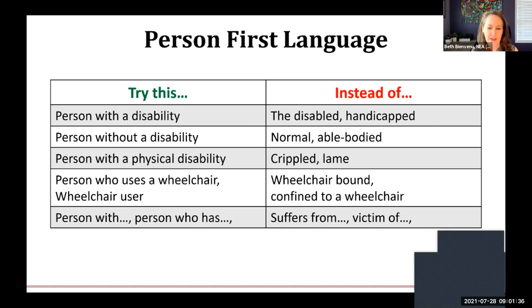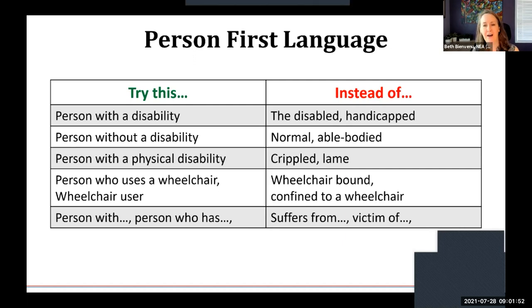And then avoid terms like suffers from or is a victim of, because that's also stigmatizing, and you don't know if they're suffering. Many people are perfectly fine. So just say a person has this disability or a person with.